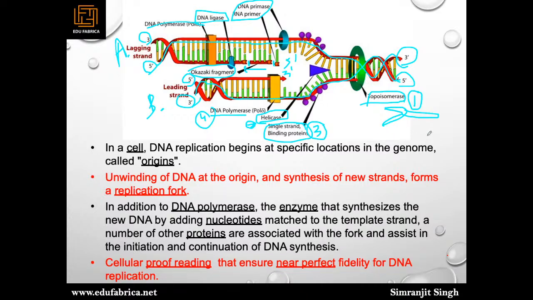In addition, DNA polymerase is the enzyme that synthesizes the new DNA by adding nucleotides matched to the template strands. A number of proteins are associated with the fork and assist in the initiation and continuation of the DNA synthesis. Then cellular proofreading ensures the perfect fidelity of the DNA replication. So in this way, the whole DNA replication works.